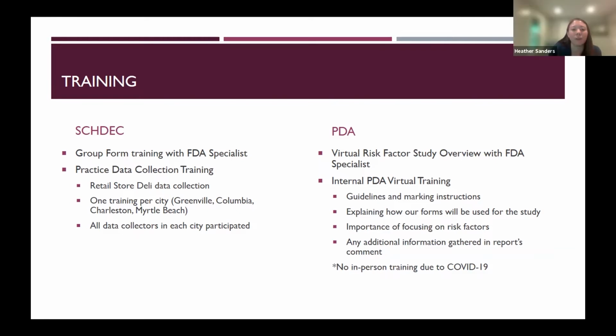I went over a letter that was to be provided to the facilities at the time of inspection explaining the risk factor study. It went through marking instructions, explaining how our forms will be used in the study, and any additional information that may be gathered in the comment section that was not routine. We are currently using the 2017 FDA food code, so our marking instructions were reflected off of the Annex 4 of the food code. Next slide, please.